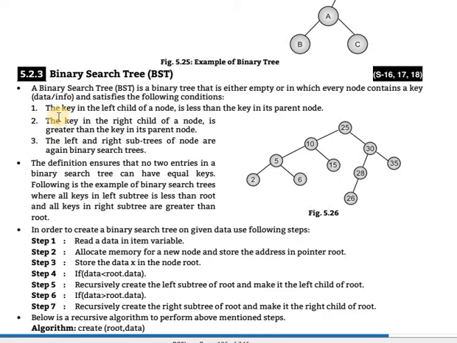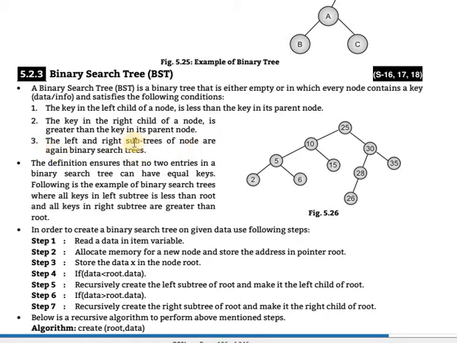First condition is that the key in a left child of the node is less than the key in its parent node. It means that all the values on the left side are smaller than the parent's node. The key in the right child of the node is greater than the key in the parent's node. All right child nodes are greater than the parent's node. The left and right subtrees of the nodes are again binary search trees.